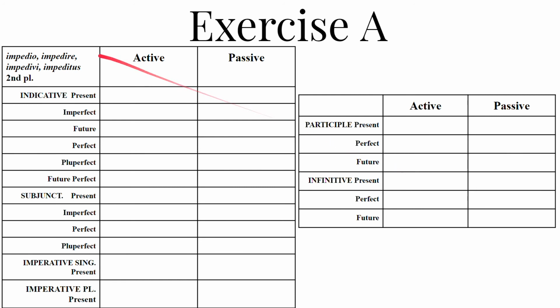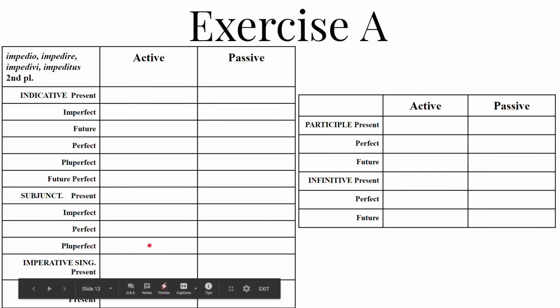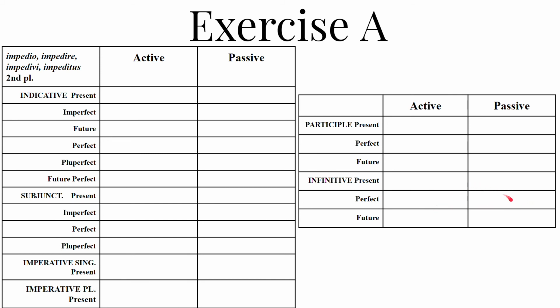Present active infinitive is impedire. For the passive, like the first and second conjugations, the final e changes to an i: impediri. Perfect active, perfect stem impediv, add isse: impedivisse. It's the base of the pluperfect subjunctive in the active. Passive, impeditus, a, um esse. Future, impediturus, a, um esse. And the future passive, impeditum iri.